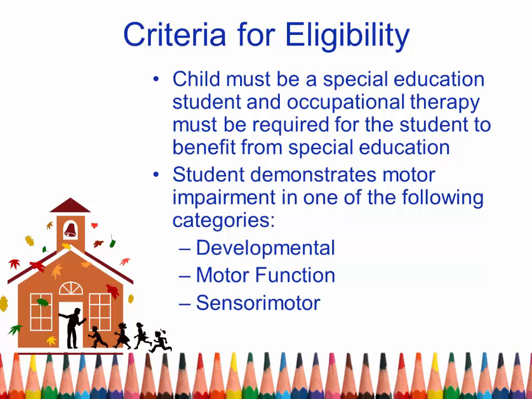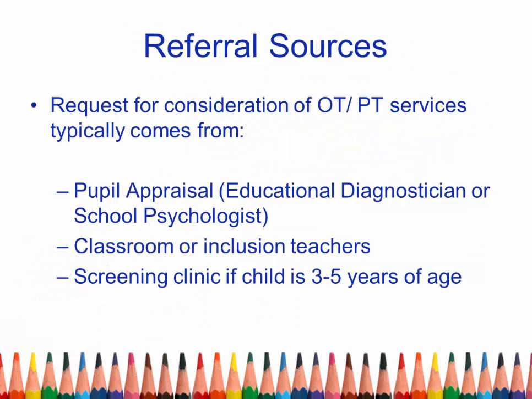Then they have to qualify for OT. They have to demonstrate a motor impairment. Either they are developmentally behind, or they have a motor impairment, or they have sensory motor problems. Three ways are probably the most common ways that children are referred for both OT and PT services.